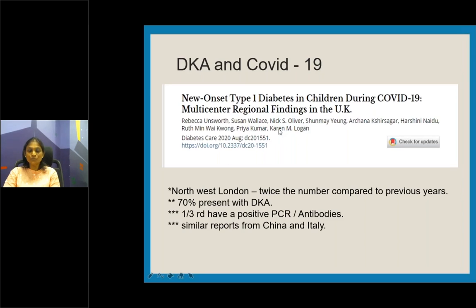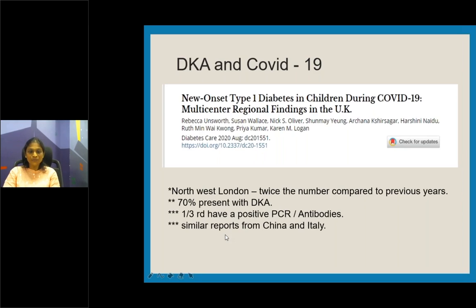This was done in 2 hospitals in Northwest London. 70% of them were found to present with DKA, and there were almost 22 children in the last few months of the study. Of the 22, 2 had a PCR positive and the remaining 5 had SARS antibody positive. It means that 1/3 of the population had either a PCR or a COVID antibody positive.